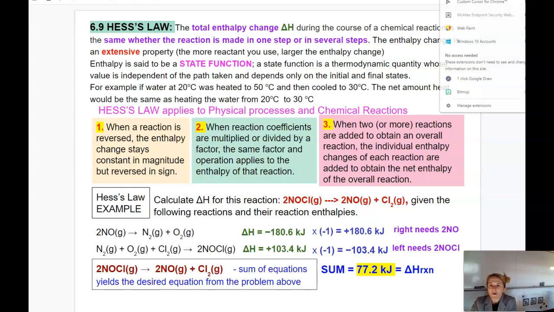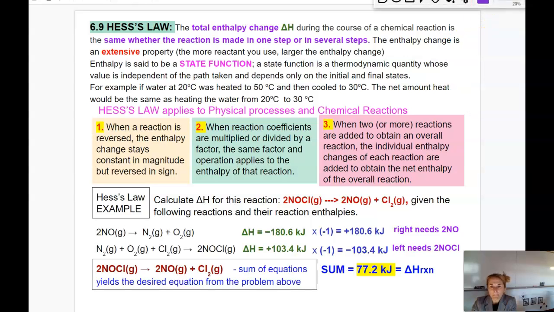So I'm going to get out my writing tool here, okay, and we would be reversing this first step so that it matches our overall reaction. So we would actually use this as N2 plus O2 resulting in 2NO. Okay, so now we see that our NO is a product and our NO is a product.